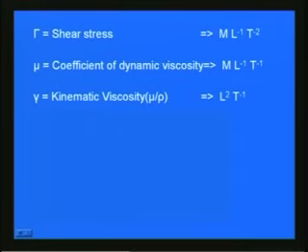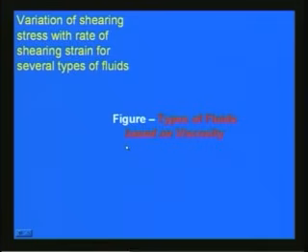So, for various liquids like water and air, the coefficient of dynamic viscosity varies and the shear stress also varies. Now, with respect to this variation of shearing stress and the rate of shearing strain, we can classify the fluids into various categories. So, here I will show a figure. This figure you can see here.